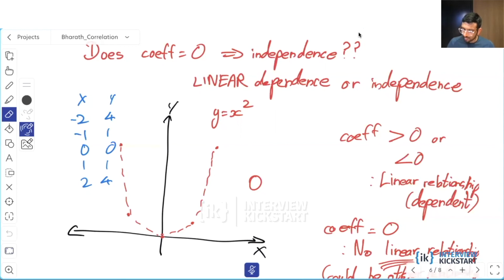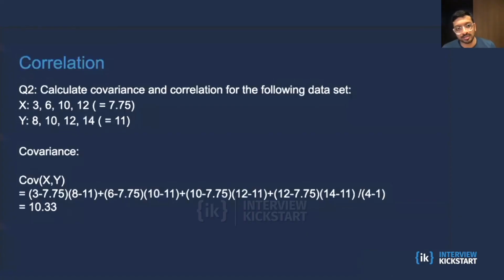With that, let's go on. Let's tackle an example. As soon as the screen changes, yep, there we go. Calculate covariance and correlation for the following data set. So we have a set of points. We have x and y. We have 3, 6, 10, 12. And we have 8, 10, 12, and 14. We have the mean for x and y given to us over here.